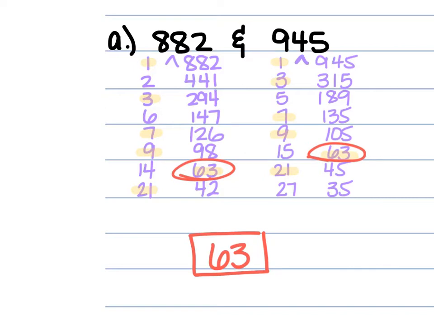If we had more than these two numbers, we would find the factors of that third number, or that fourth number as well, and then find the greatest one out of all of them that they all share.